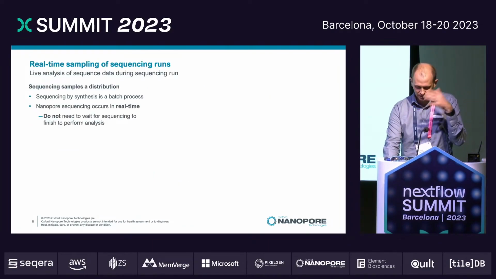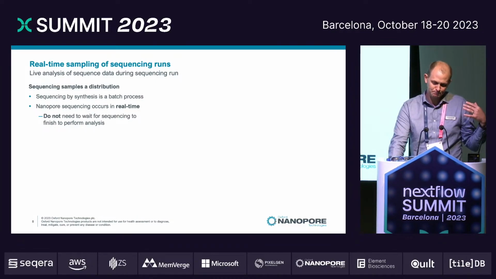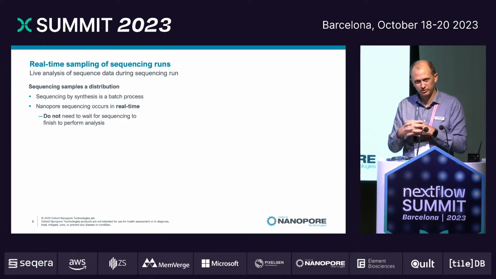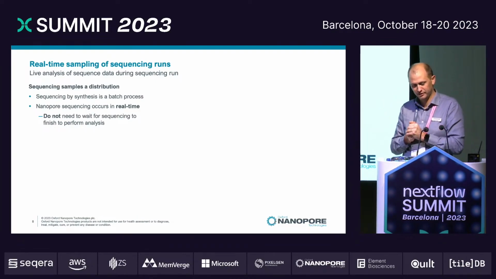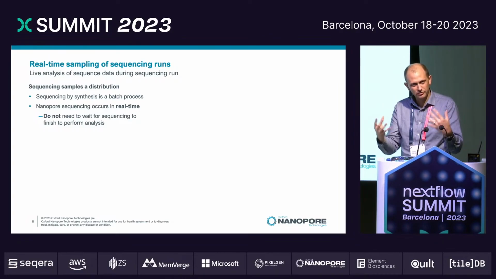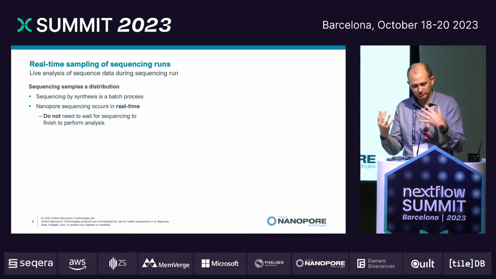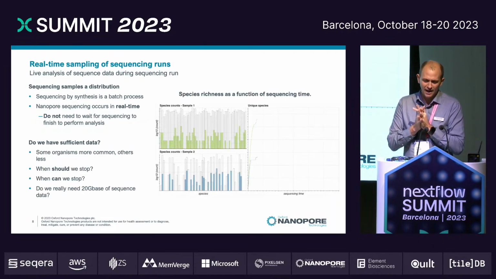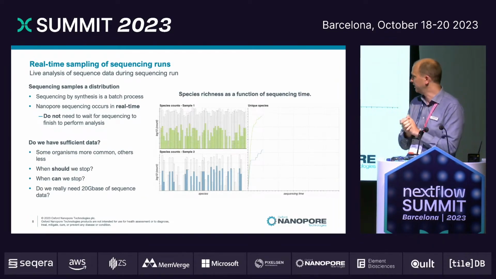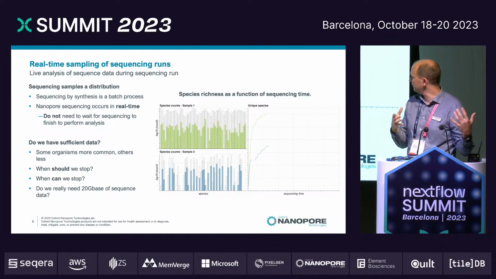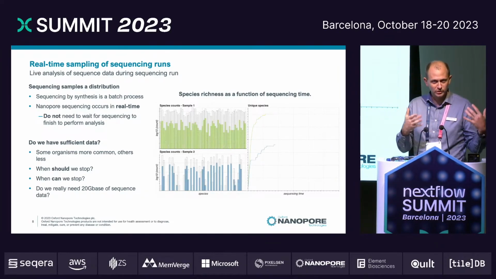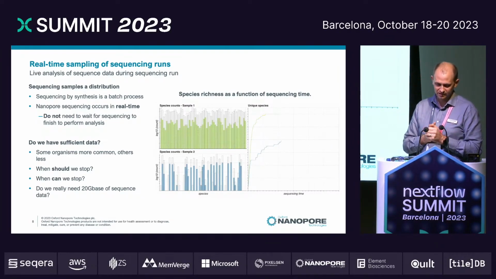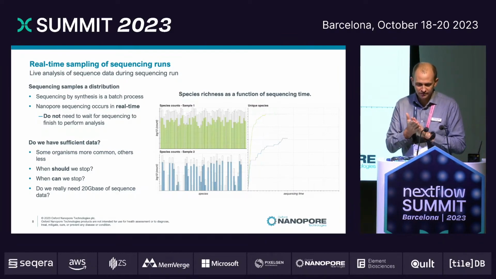Just to go a bit deeper in this, sequencing is sampling a distribution. There's a certain number of things there in your sample, and you can take some measurements, you can observe what you've seen, and then you could react to that. So this animation is showing, as a function of sequencing time, we observe more and more unique species or organisms. And there's two examples here.